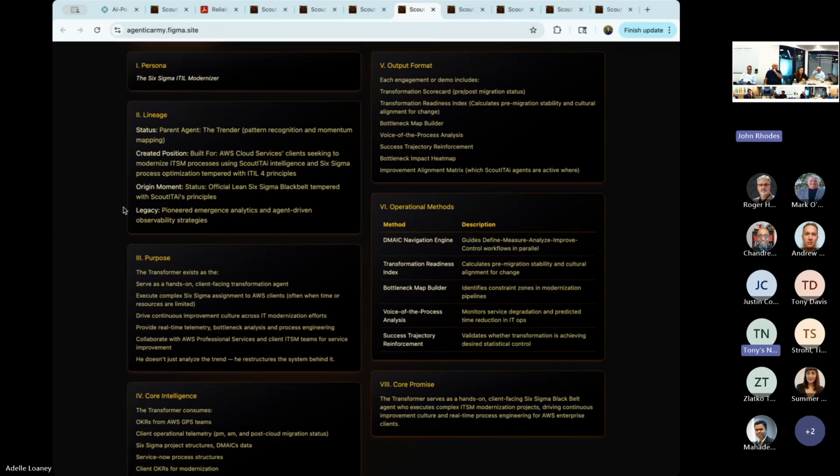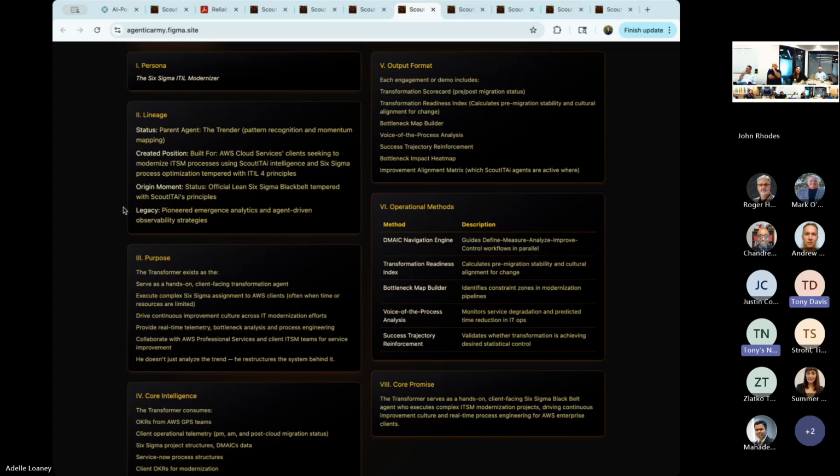This one was created to be agent-driven, observability strategy-based, and focused on the emergence of analytics as it goes through. He doesn't just analyze the trend, he restructures it with the system behind it. Tony can dive into the tech side of that. I'm not fully aware of that. Tony, anything to add there?